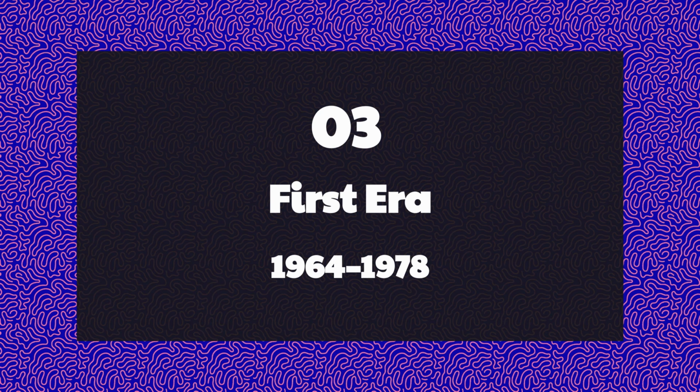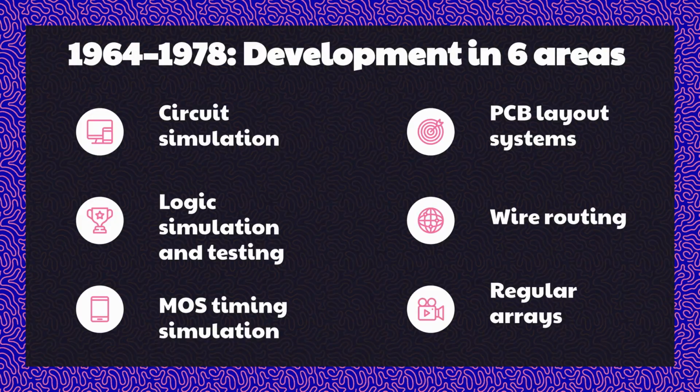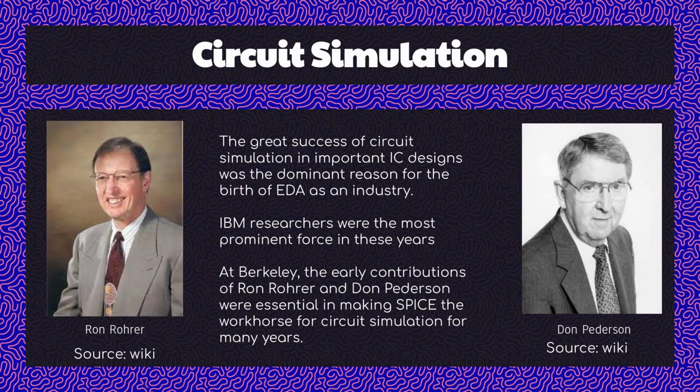For a better understanding, I have split the evolution of EDA into three eras. The following slides will talk about the first era, from 1964 to 1978. In the first era, the development in the EDA domain happened in six areas: circuit simulation, logic simulation and testing, MOS timing simulation, PCB layout systems, wire routing, and regular arrays. For the birth of EDA as an industry, the success of circuit simulators played a very important role. IBM researchers were the most prominent in this field at the time.